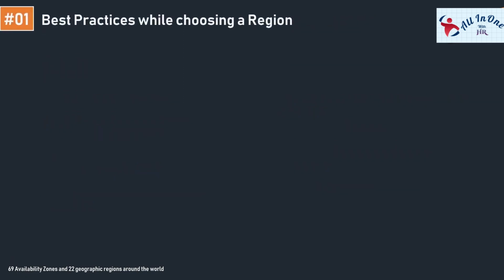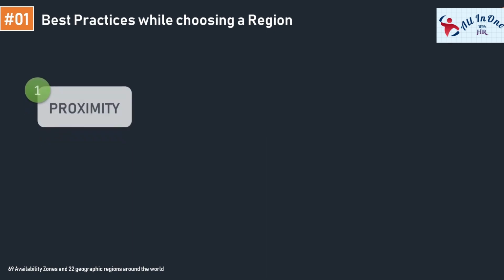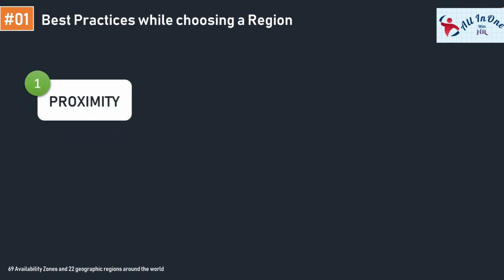So what are the best practices while choosing a region? And being a solutions architect, this is really important for you. So the first point is proximity. When you choose a region, you must make sure that it is close to you and your customer. This will help you optimize network latency and thus increase performance.